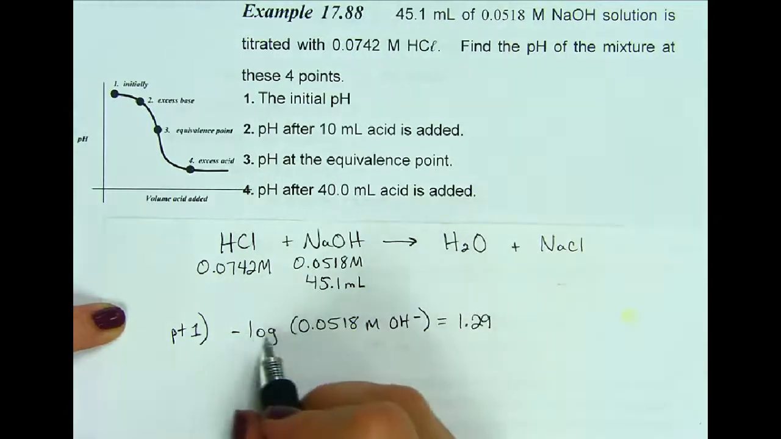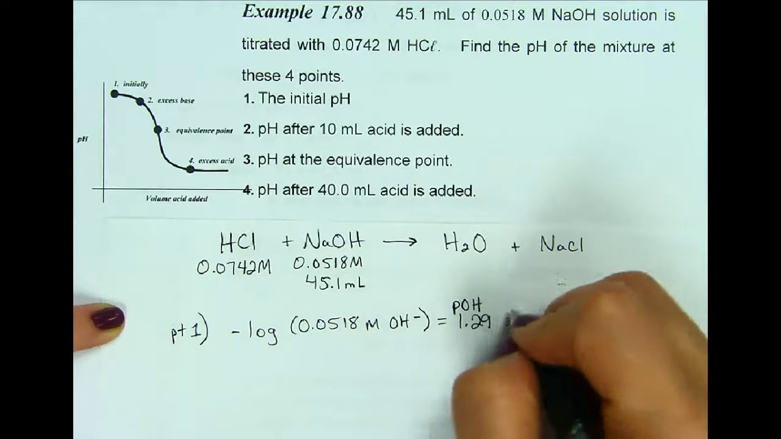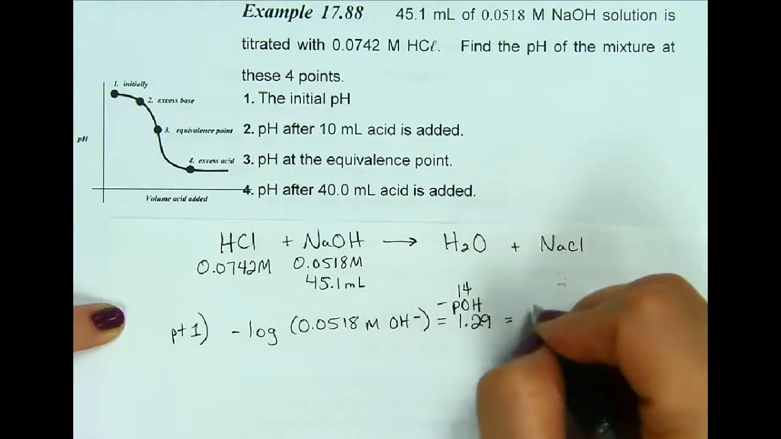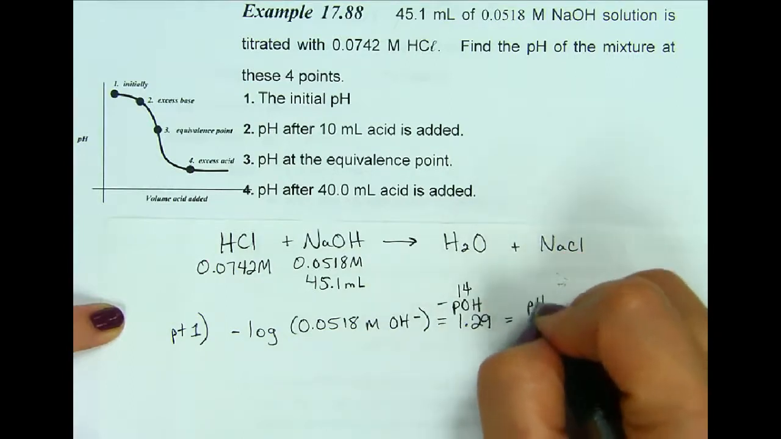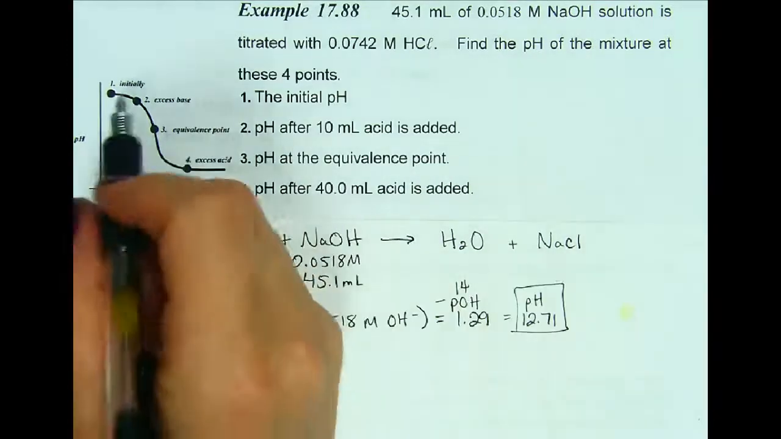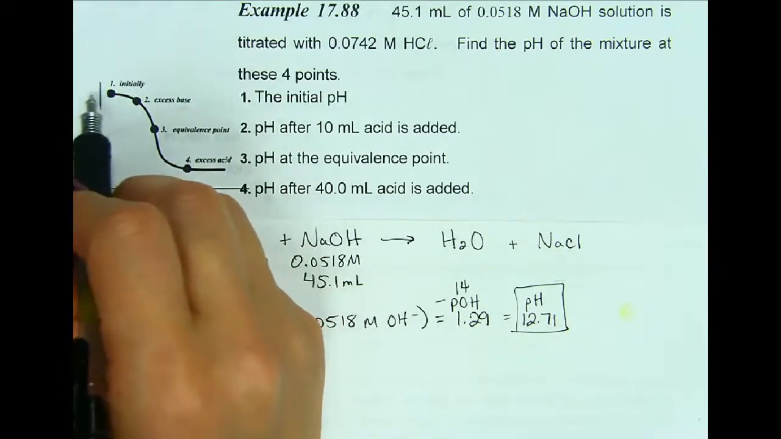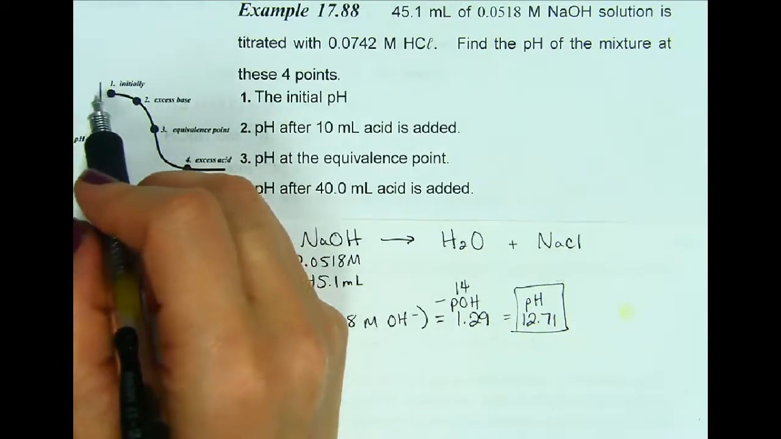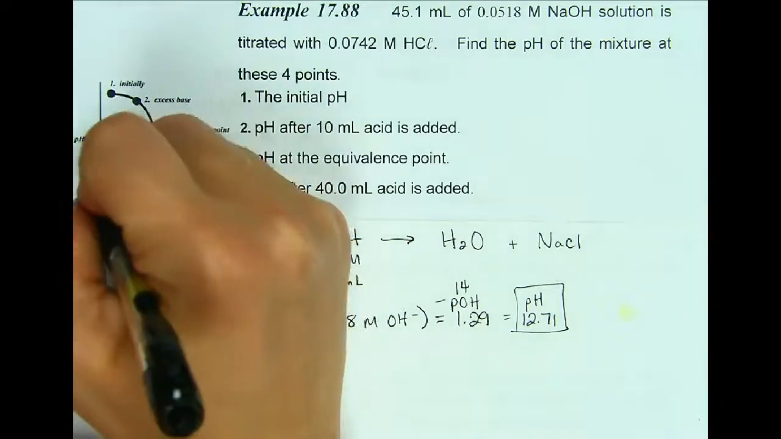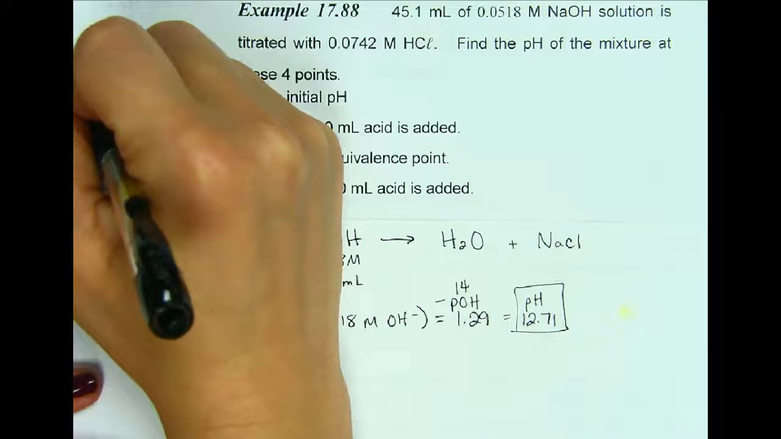So this gives me 1.29, but remember, negative log of hydroxide is a pOH. However, if I want the pH, I will do 14 minus this value, and I would get a pH of 12.71. So that is what the pH is starting up here. And according to the graph, that should look like it makes sense, that it should be way up here close to 14 because here is about 1, here is about 7, and up here is about 14.